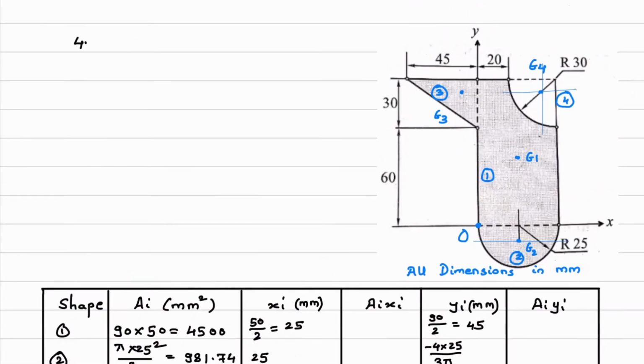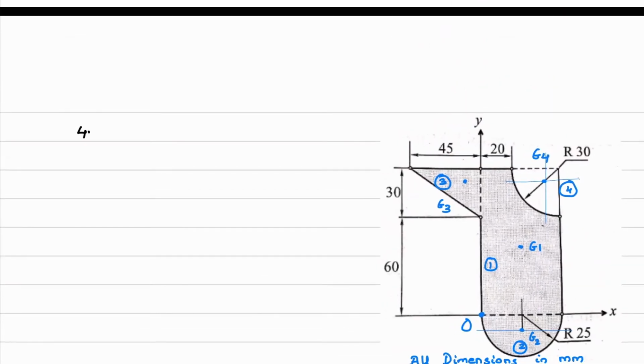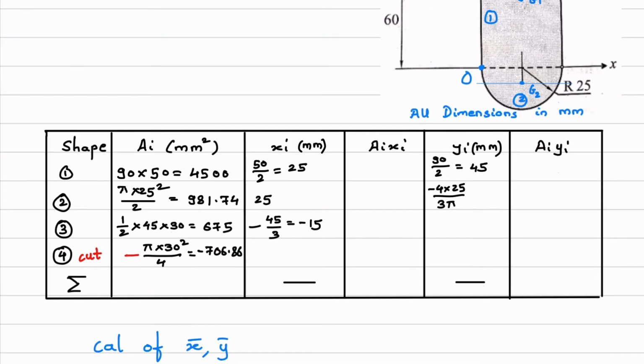Next we will calculate y3. What will be y3? Distance of G3 from origin. So up to this point you have to add directly. So this much distance, it is how much? 60. Plus from this point to this point, this distance will be 2/3 of 30. So write down 60 plus 2/3 of 30. This comes out to be 80.